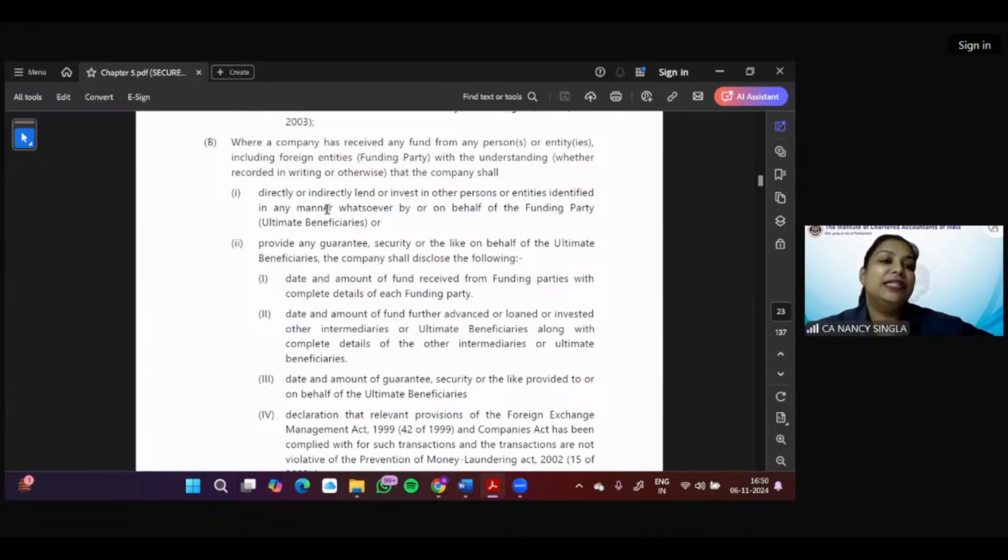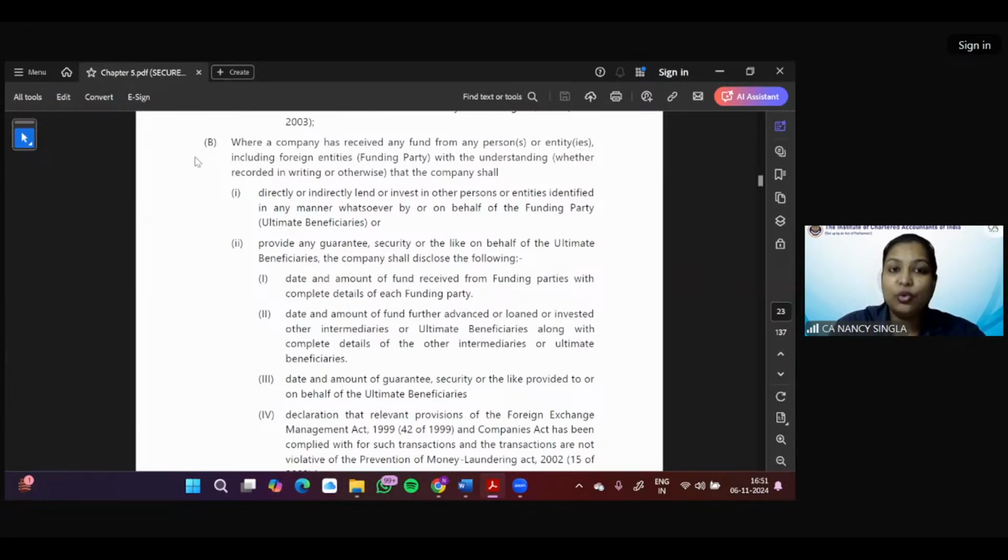Where a company has received any fund from any person or entity, including a foreign entity, with the understanding, whether recorded in writing or otherwise, that the company shall directly or indirectly lend or invest in other persons or entities identified in any manner whatsoever by or on behalf of the funding party, which is the ultimate beneficiary. So tell me, what has the company now become in this case? The disclosure is to be given by our client, the company, but now it is performing the role of an intermediary. Komalpreet, absolutely correct. Right?